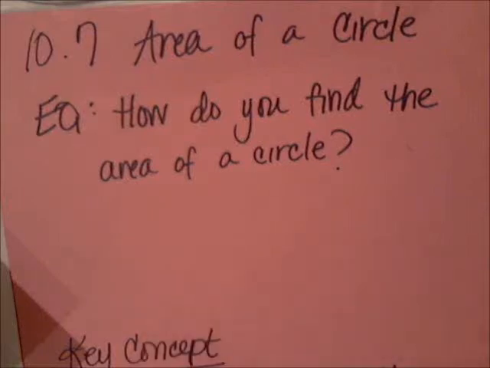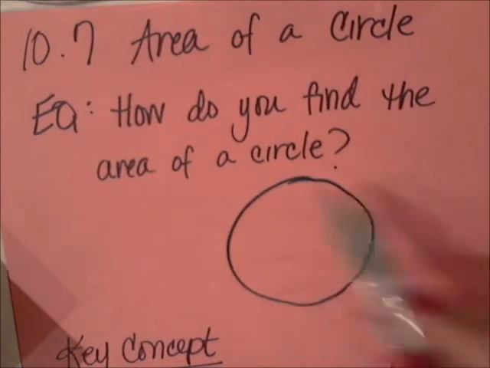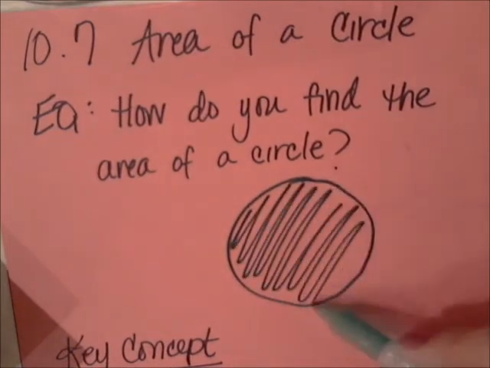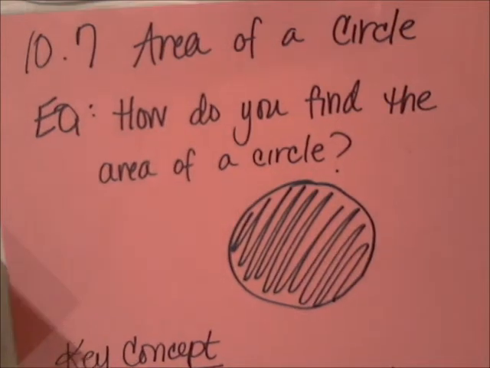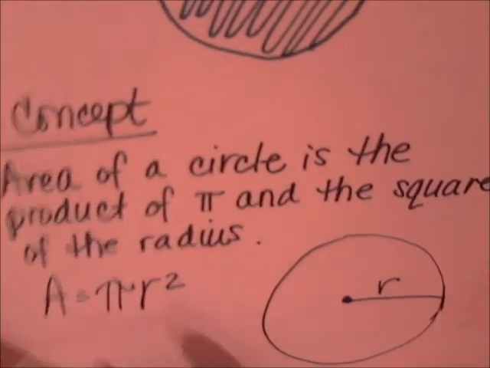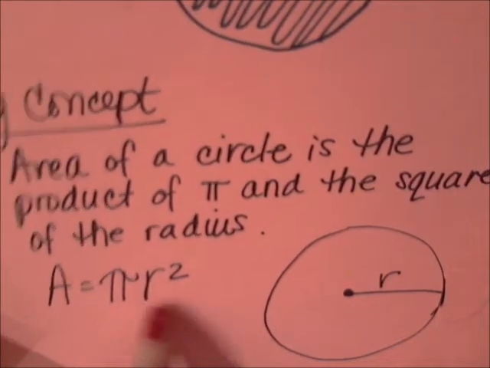Hey everybody, today we are going to find the area of a circle. Well, this is the circumference of the circle, the distance around it. The area is what is inside of it. And how we are going to find the area of a circle is we are going to take the product of pi and multiply that by radius squared.